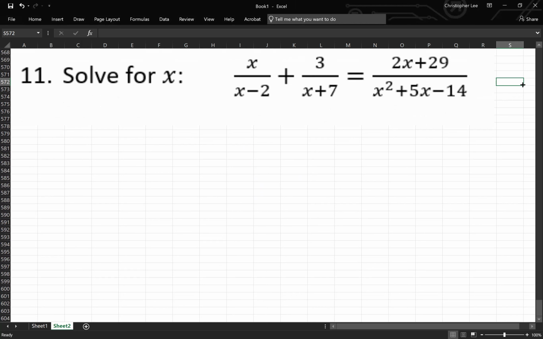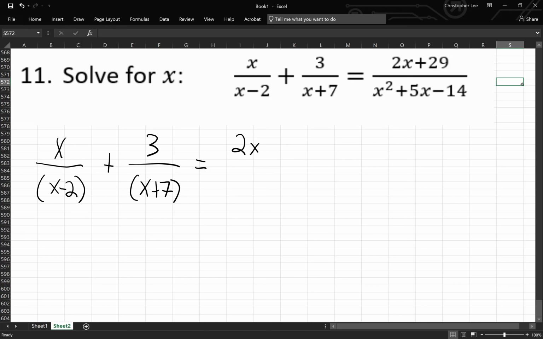I'll take it up a notch real quick because I see time is kind of running against us. So I want to solve for x here. I have x over x minus 2 plus 3 over x plus 7 is equal to 2x plus 29 over x squared plus 5x minus 14. All right. What should I do first? Somebody tell me. Before I do that, though, factor, right? So factor the bottom for me. What am I going to have?